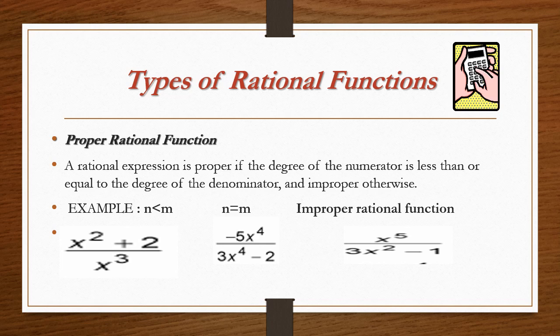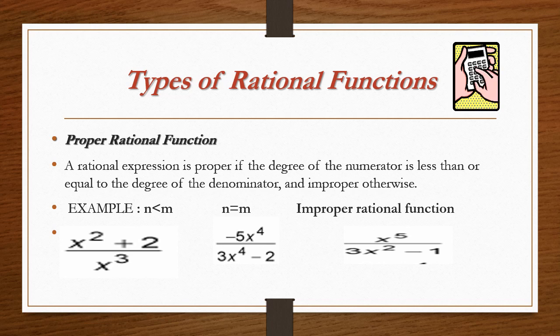What are the types of rational functions? We have two types: proper and improper rational functions. A rational expression is proper if the degree of the numerator is less than or equal to the degree of the denominator, and improper otherwise. In other words, the improper ones will be those where the numerator's degree is greater.